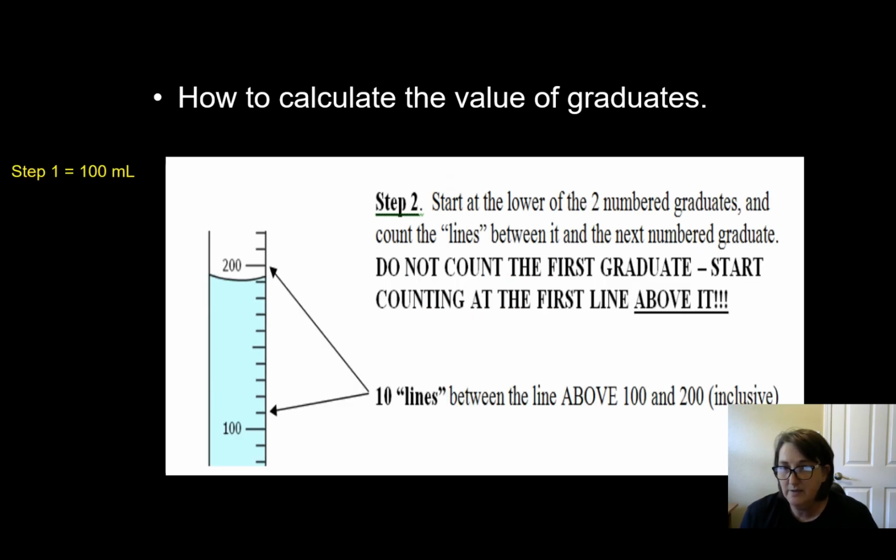Next, I'm going to count the lines that are between those graduates. So I'm counting my subgraduates. You never count the first step. If you're going downstairs, you don't count the step you're standing on. You count the next step down. So you don't count this first one. You count from here. So we go 1, 2, 3, 4, 5, 6, 7, 8, 9, 10. This is my 10th step, or my 10th line. I have to write that number down. So I have 10 lines that go with it.